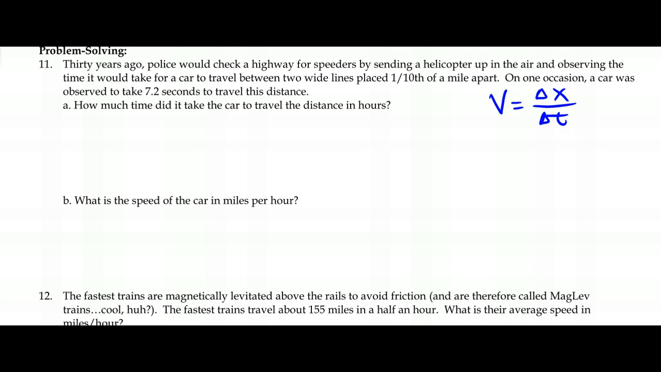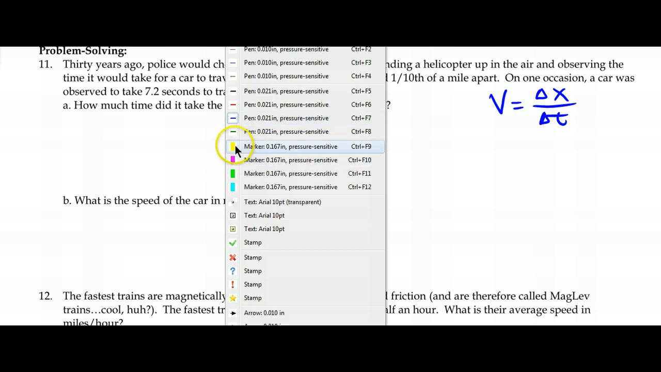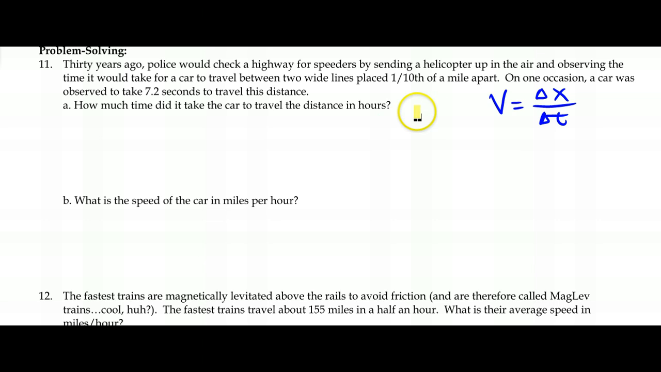Now, as a practice, as you're going through and reading some of this material, sometimes it is helpful to go ahead and mark out some of the values that you have and figure out what they are. In this process of trying to use a helicopter to measure speeders, they marked out widths that were 1/10 of a mile apart. That's a delta x in this case. And then they measured, in our specific case, it took 7.2 seconds to travel. Now, again, if you use different color highlighters, you can mark your variables in different colors. So this is the delta x, and this is the delta t.